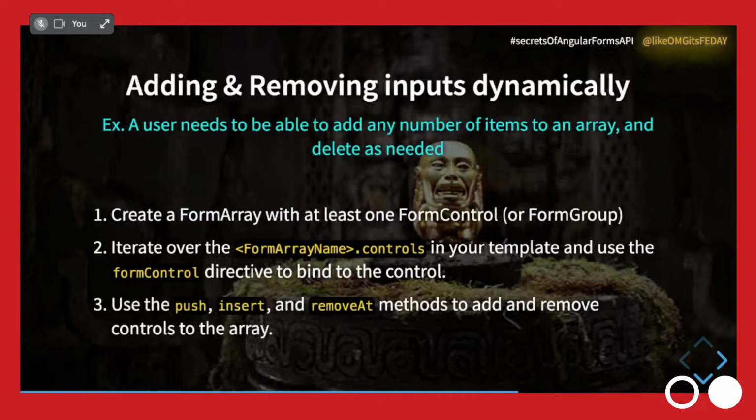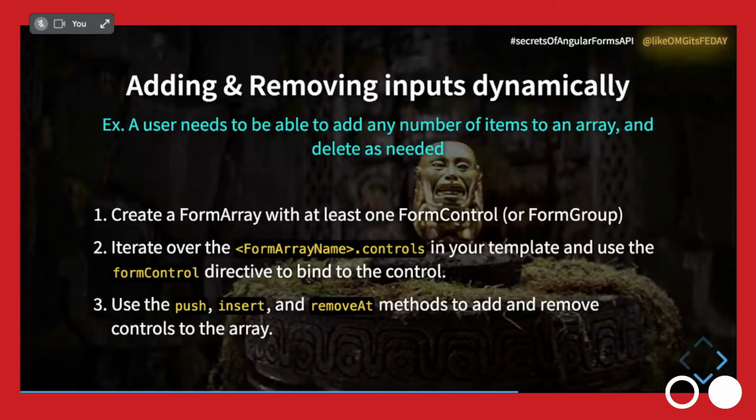All right, adding and removing inputs dynamically. So let's say we have some sort of menu because it's an order form because we are all still ordering online due to the pandemic. You might want to add multiple items to your order. How would we do that dynamically? So number one is you're going to create a form array. This is going to allow us to insert or remove as many items as we need with at least one form control. Then what we're going to do is iterate over all of the controls inside of our form array. Again, this is going to be an array full of form controls. And we can use our form control directive to bind to that control. So we can just do control I and use that as our form control binding.